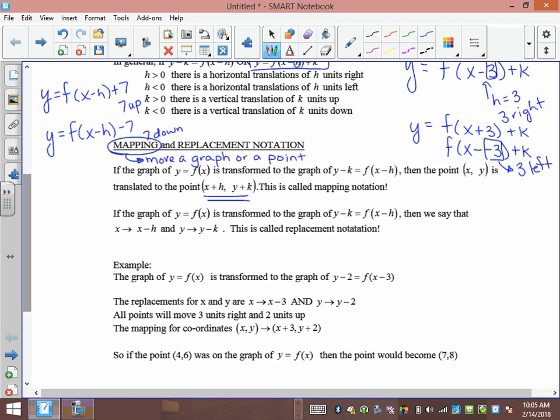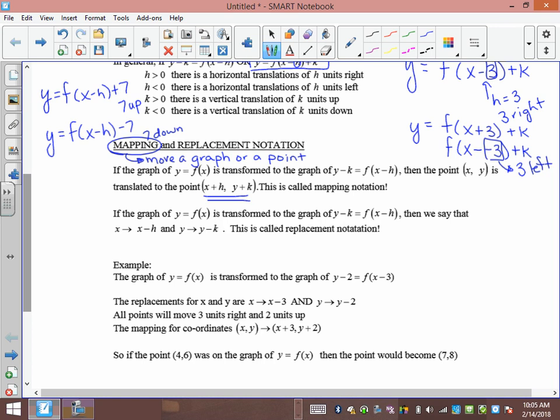Now, why would I say a graph? Well, a graph is just a whole bunch of what? Points. So technically, I could just say use mapping when you move a point, because a graph is just a whole bunch of points, is it not? So why would we use mapping? Well, with mapping, you take your original point and do the mapping to it and you'll get every new point. That's why mapping is helpful.